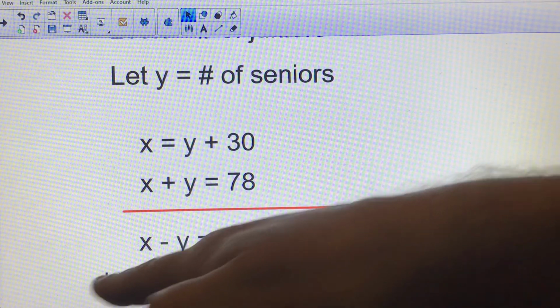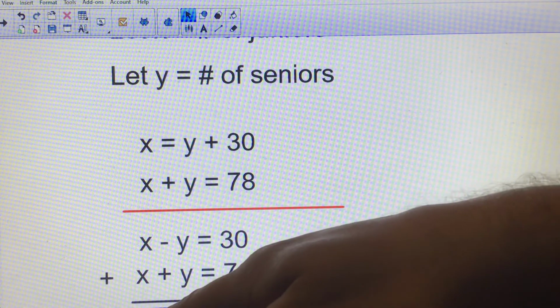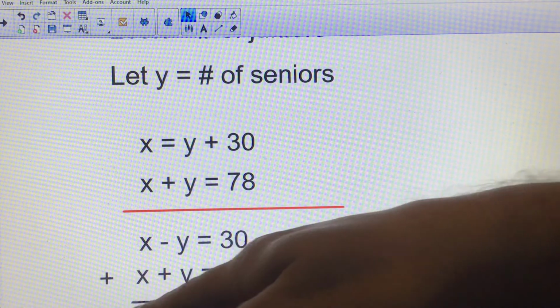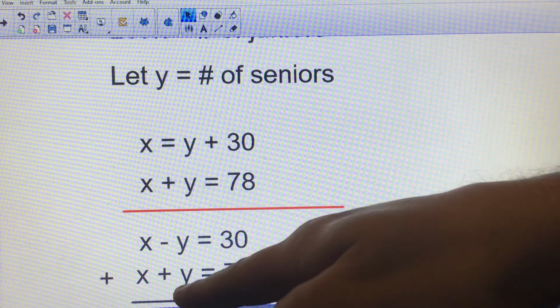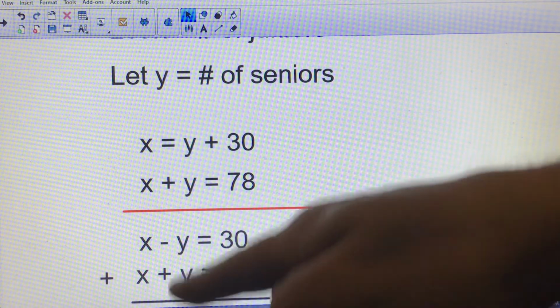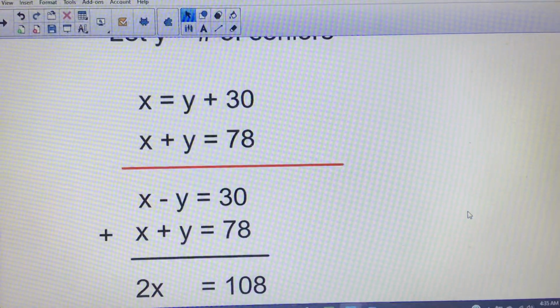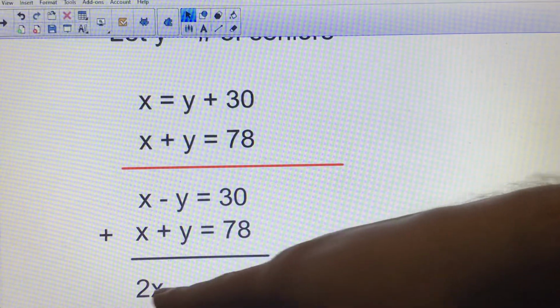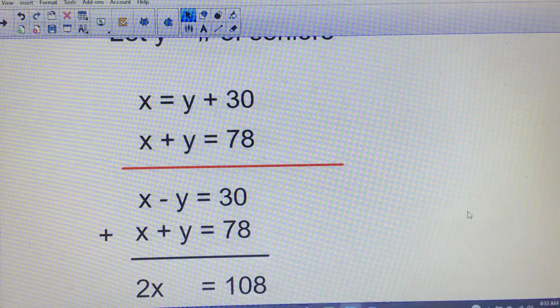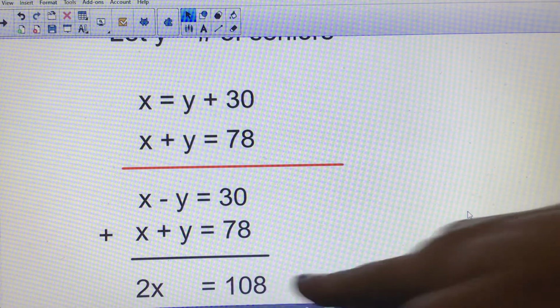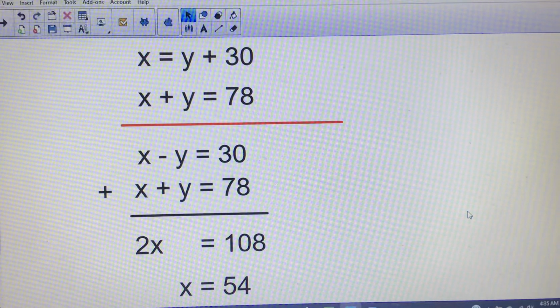I'm going to combine them. x plus x will give me 2x. Realize these don't cancel, they're being added. But negative 1y plus 1y will give me 0y. They will cancel. Then adding these together, I'll get 108. So that's my next equation. I get 2x plus 0y equals 108. Divide by 2 on both sides. I get x is 54.